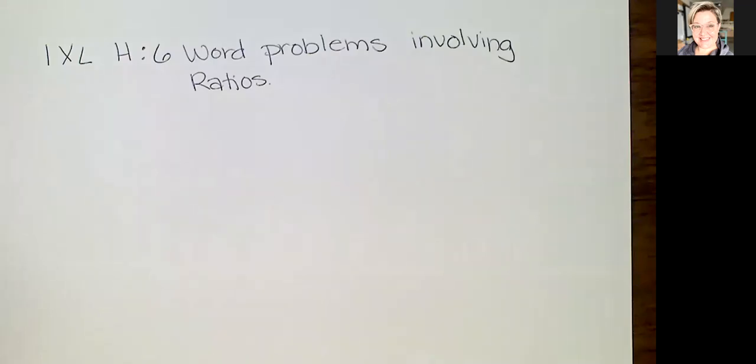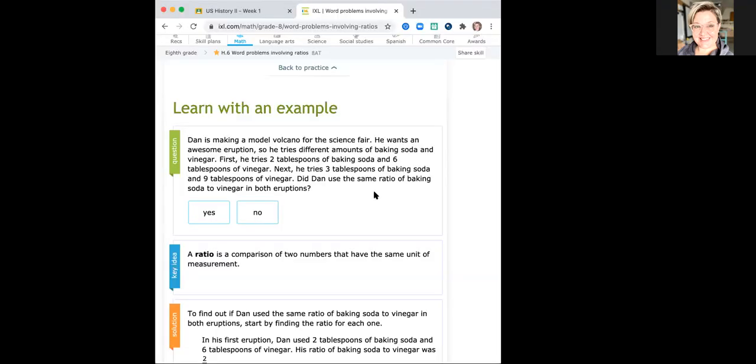Okay, if you're ready to move on to IXL H6, word problems involving ratios, I'm going to go through that with you in IXL. And this is going to take some time. It's more a practice of your reading comprehension than it is of you being able to do the ratios. The ratio skills are the same ones that we've been learning. We're going to switch to IXL so you can see. Okay, so here we are in H6, word problems involving ratios. We're going to look at their example, and then we're going to solve some on our own.